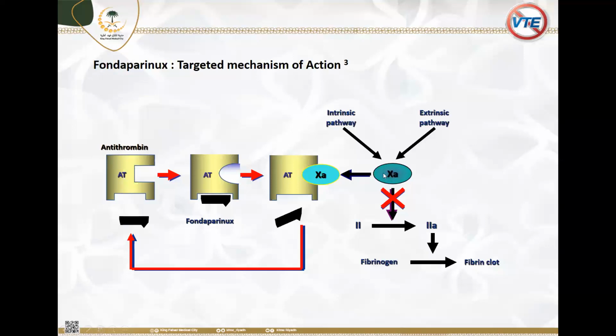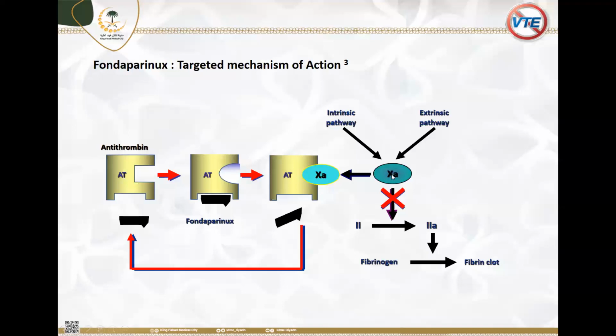Factor 10 is the single most important. That's why all the anticoagulants are targeting factor 10A. So factor 10A, you have inhibition. How does fondaparinux inhibit factor 10A? Indirectly, not directly. So what will happen? You have the antithrombin. Fondaparinux binds to antithrombin. After binding, what will happen? It will inhibit factor 10A.